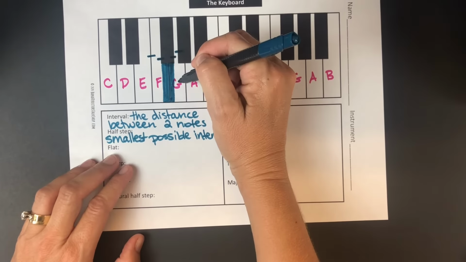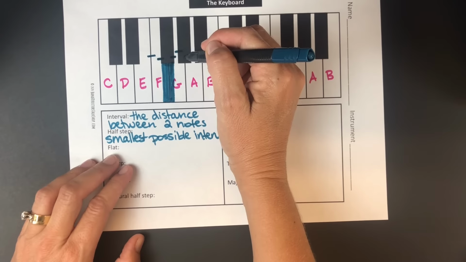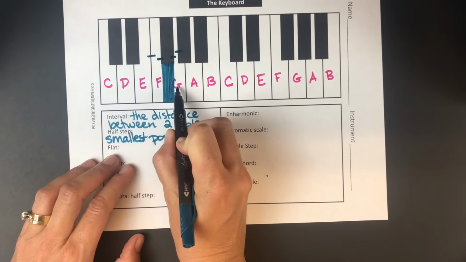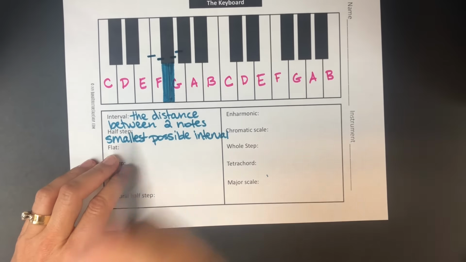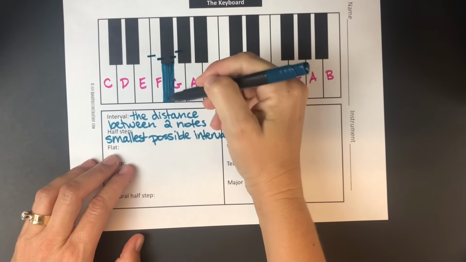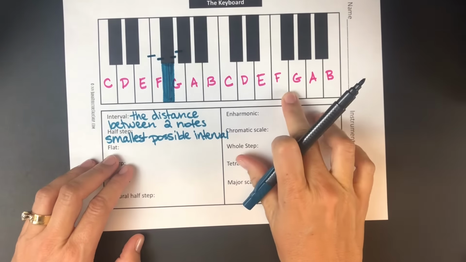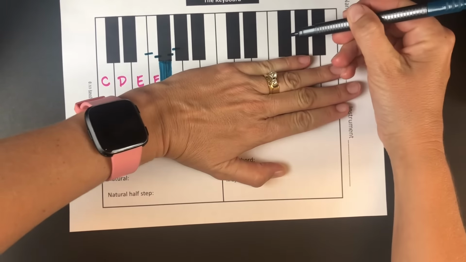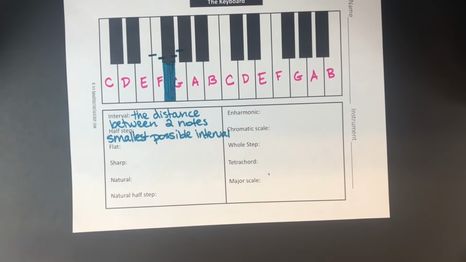From this black key to G is a half step. From G to this black key is a half step. From F to G is not a half step. Okay, we'll talk about that later. But from F to G would not be a half step because there is a note in between. Again, here it looks like they're touching, but you realize that really there's a key in between. So a half step is the smallest possible interval.